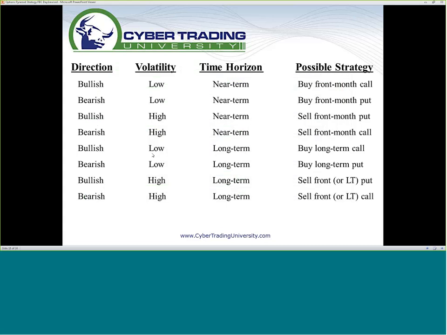If we think something is going to happen soon, we might want to exercise that trade in the short-term option. Or if we think the stock will move, but it's going to take a long time to do so, obviously we buy a longer-term option.